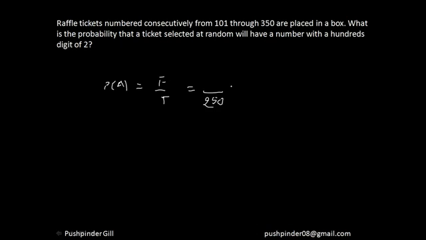All right, and I have to choose numbers which have hundreds digit as 2. Now which are the numbers which have hundreds digit as 2? It starts from 200 and it ends at 299, right? Apart from that, all of the numbers have different digits, and these are the only numbers which have hundreds digit as 2. And if you count all these numbers, these are 100 numbers, right?